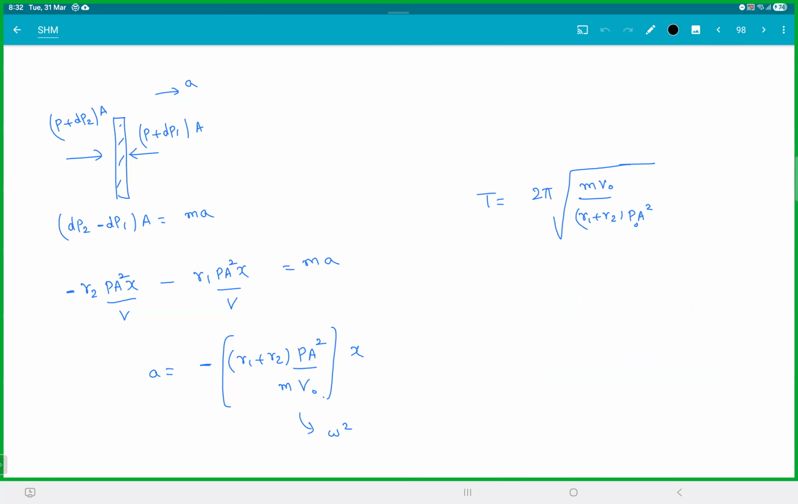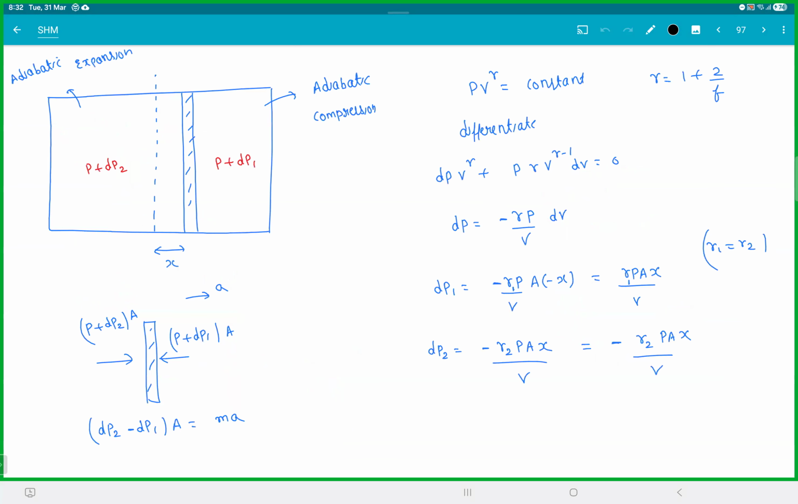The last thing that we did was this problem based on thermodynamics and SHM. Let's go ahead and do a few more.